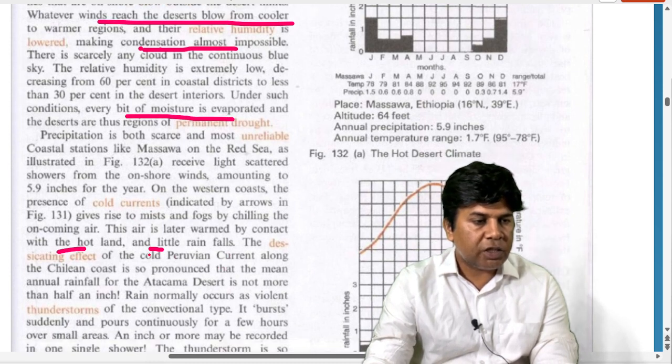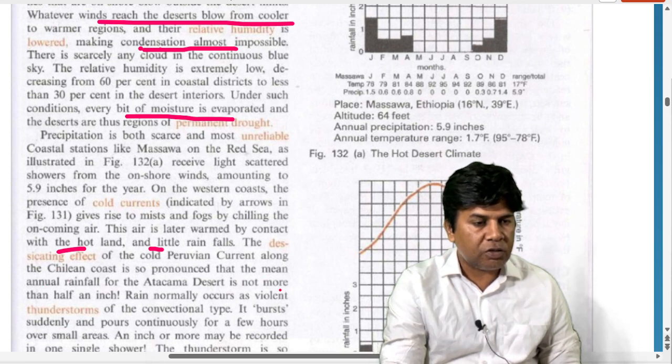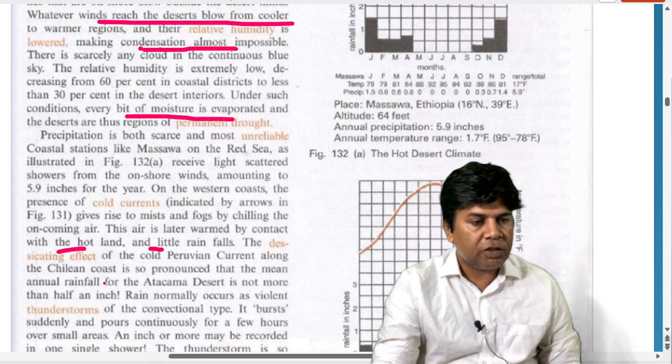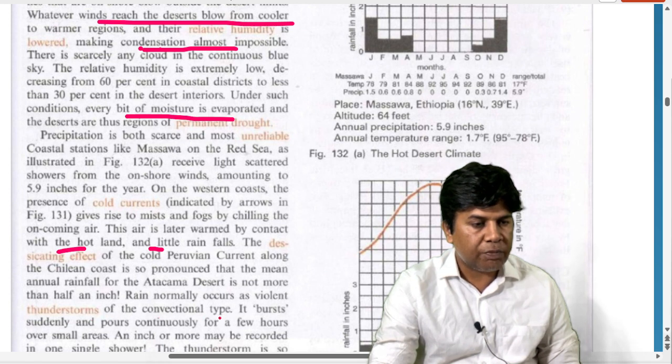The desiccating effect of the cold Peruvian current along the Chilean coast is so pronounced that the mean annual rainfall for the Atacama Desert is not more than half an inch. The rain normally occurs as a violent thunderstorm of the conventional type.